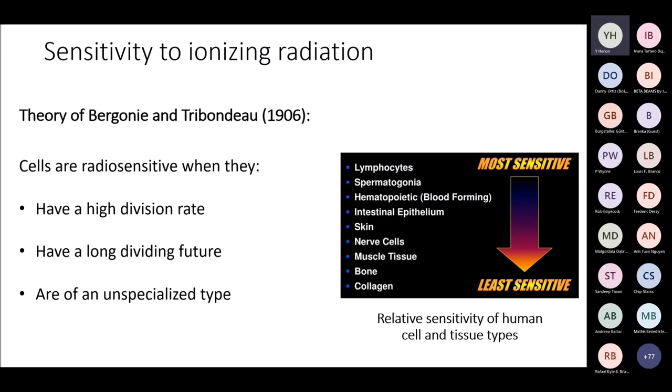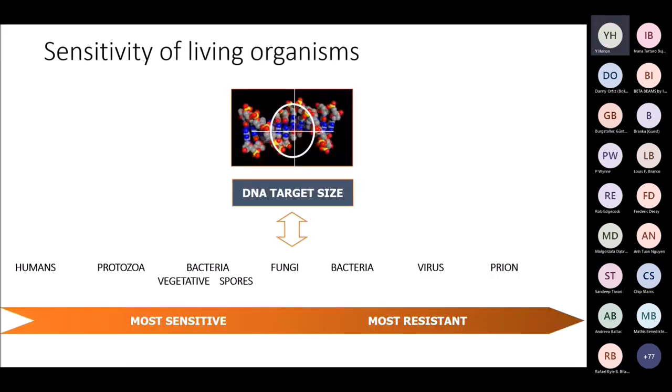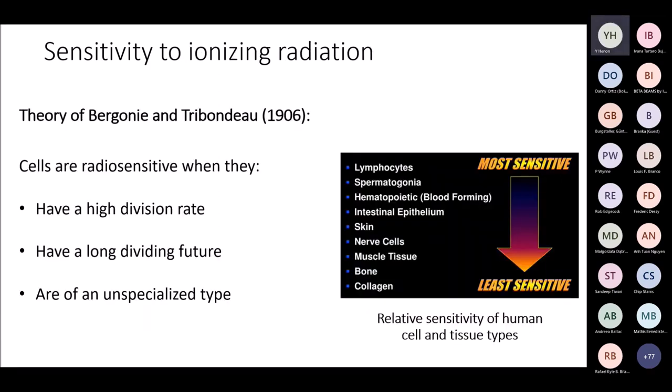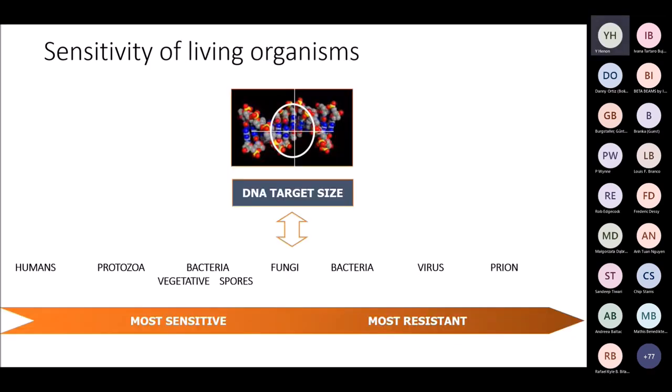To put things simply, it can be said that the more complex a living organism is, the more sensitive it will be to radiation. That has to do very much with the size of the DNA. You know that humans, for example, have 23 pairs of chromosomes, so that's a lot of DNA in each cell. At the other end of the spectrum, you will have organisms like prions, for example, or viruses, or even bacteria that have a lot less DNA.